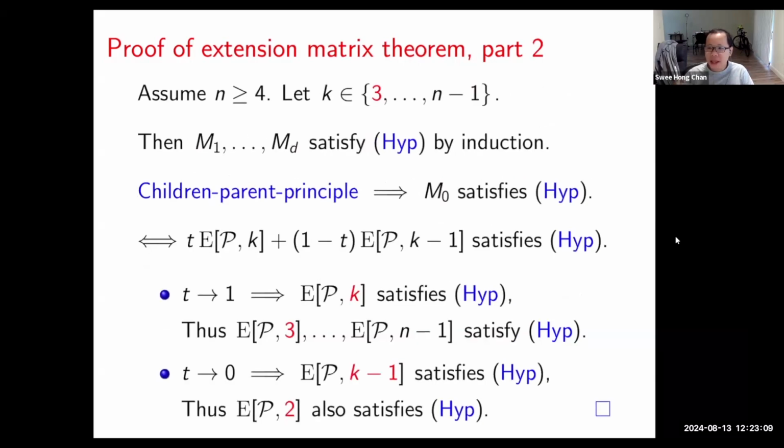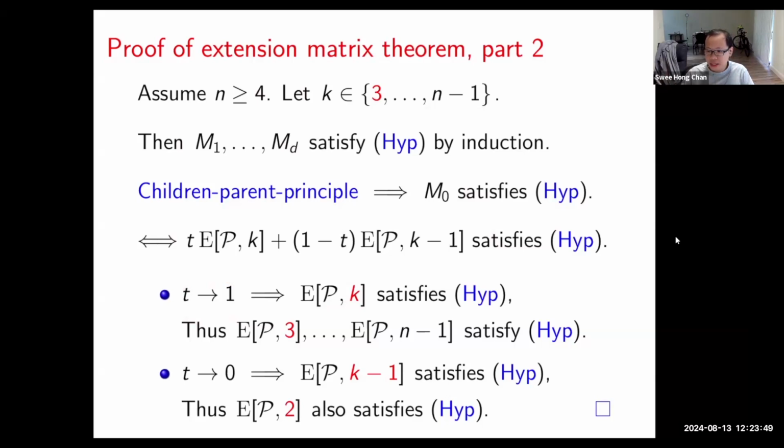Now let n be greater than 4, and assume that k is between 3 and n minus 1. Otherwise, the extension F plus is not well defined. Then, by induction, all of the children of the atlas satisfy the hyperbolic property. So by the children-parent principle, the parent M0 also satisfies the hyperbolic property. By definition this is equal to this big matrix, and just like in the matroid case, you take t goes to 1, and you get that EPk satisfies the hyperbolic property.